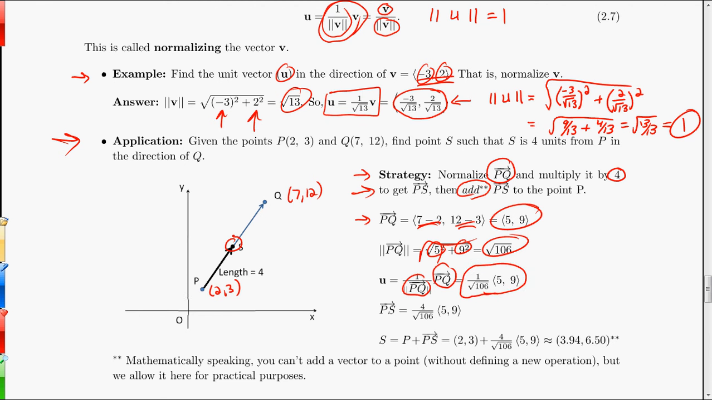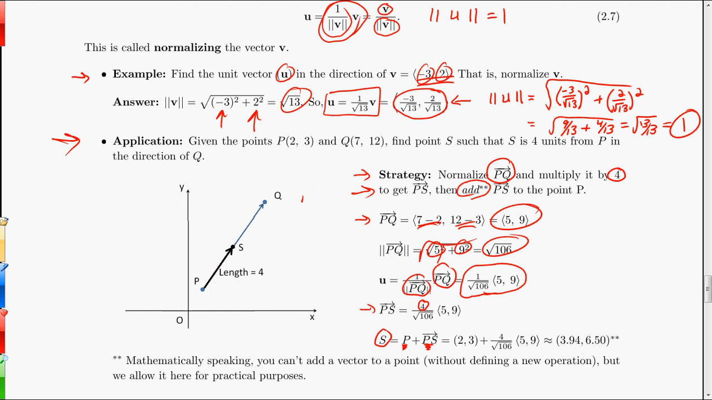It's not particularly pleasant, but that vector is the vector that starts at P and goes in this direction for 1 unit. That's u. Now I'm going to multiply it by 4. That gives me the vector PS. And then S is just what happens when I take P, the point, and add it to PS. Because if you think of P as a vector, I take P, add PS, and that ends right here at S.